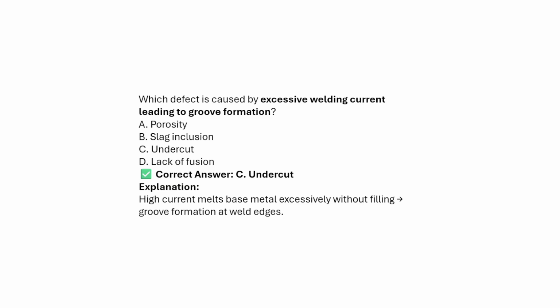Which defect can be caused by excessive weld current leading to groove formation? Option A porosity, option B slag inclusion, option C undercut, option D lack of fusion. The answer will be the undercut. High current melts the base metal excessively without filling, so grooves form at the weld edges. This forms the undercut.